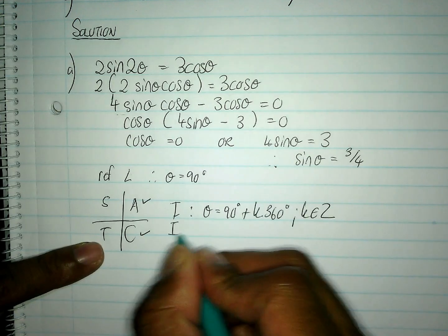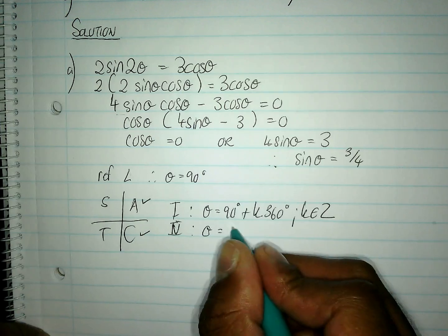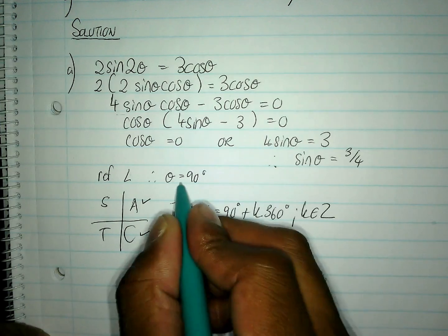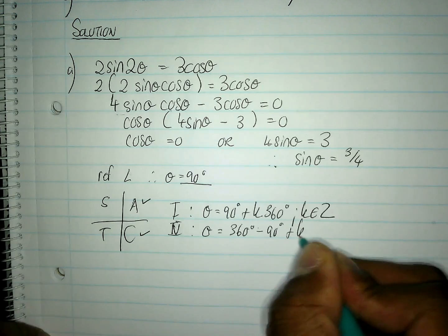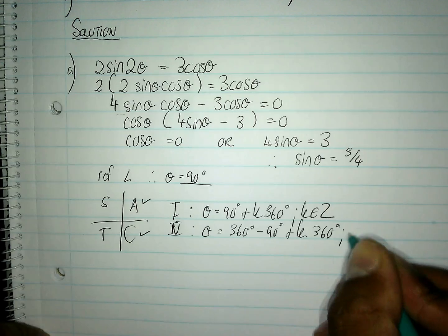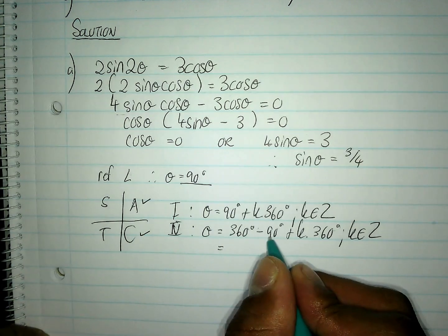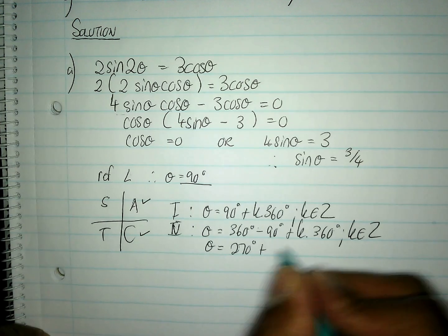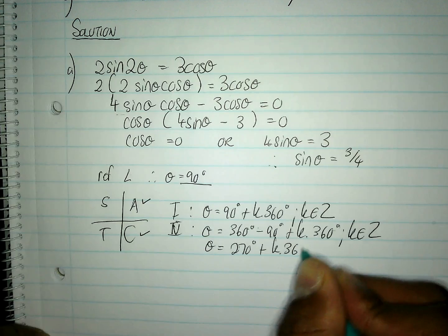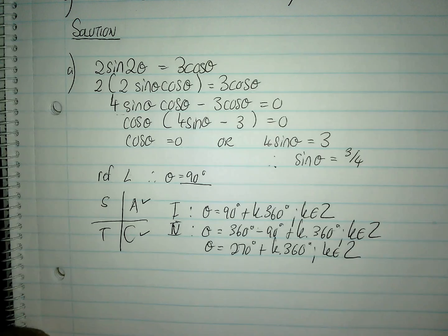Then for your fourth quadrant, theta is going to be 360 minus your ref angle, which is 90 degrees, plus k multiplied by 360, k is an element of integers. Then it's going to be 360 minus 90, which gives you 270. So this is going to be the solution for cos theta equals 0.